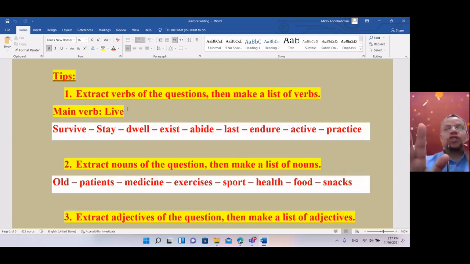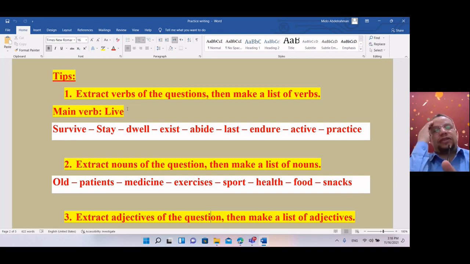So you now have synonyms, the same meaning as live, to give you ideas, and when you read or write sentences, you will use different verbs. Go to, for example, the nouns. We have a noun like people, and live longer means old people. So I put here old. I mean old people, not the adjective. When you say just old, capitalized, it means old people. Patience as a noun, medicine, exercise, sport, health, food, snacks, and so on.